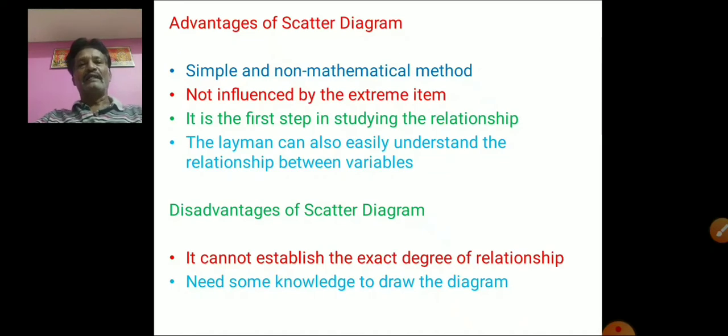The second merit is that it is not influenced by extreme items. Here extreme items means a very small value or a very large value. It will not make any influence. Here we can easily study the relationship between the variables.